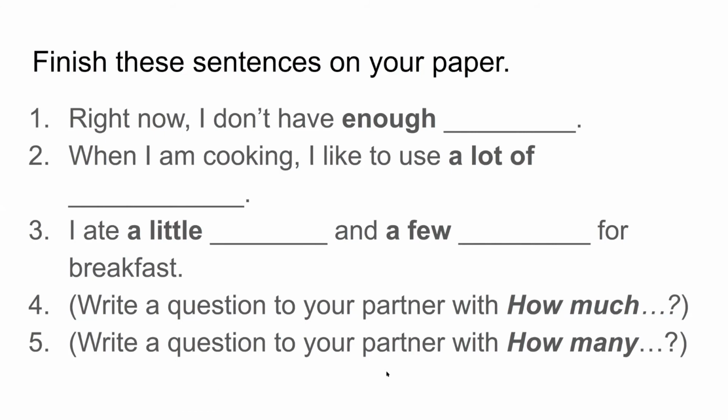On your paper, again, just to make things easier, try to write everything you see on the screen, but finish the information that's missing. And then for 4 and 5, write a question with how much and how many. Okay?